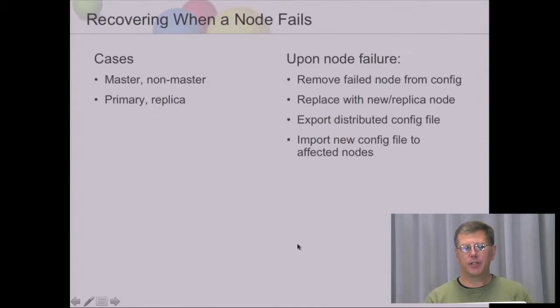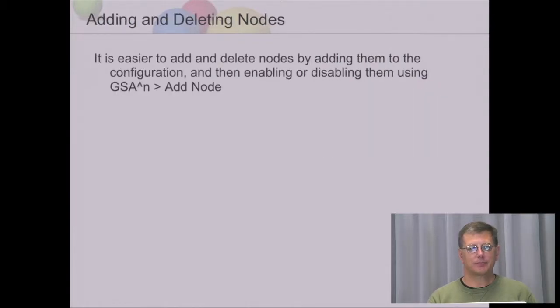Upon node failure, this is just general guidelines. You remove the failed node from the configuration, replace it with the newer replica node, export the distributed configuration file and then import it into the new config file on the affected nodes. But there are specific steps, so read the documentation. It's easier to add or delete nodes by adding them to the configuration and then enabling or disabling them using GSA to the N add nodes.